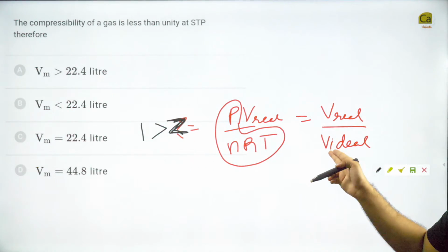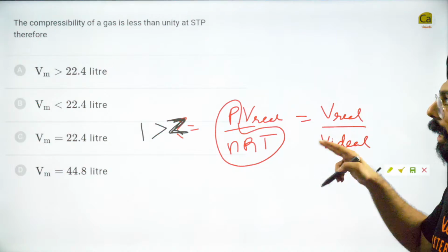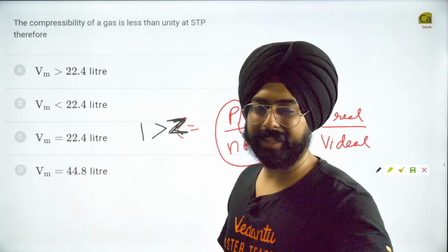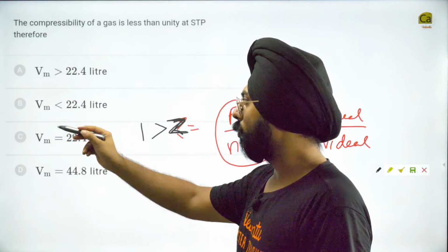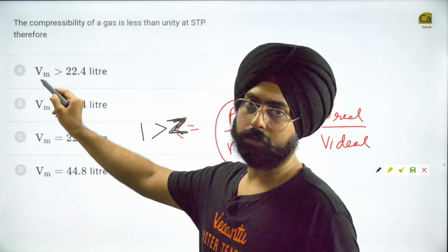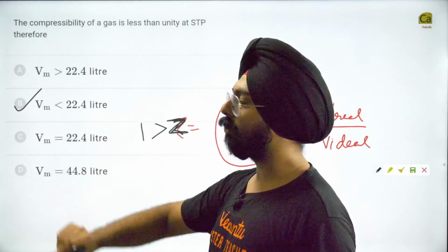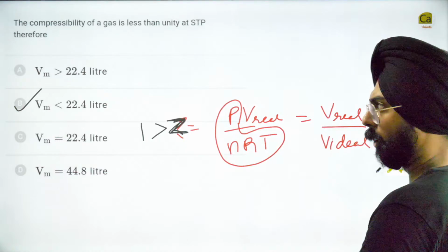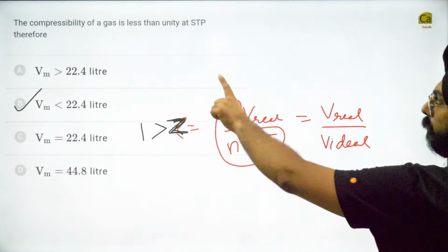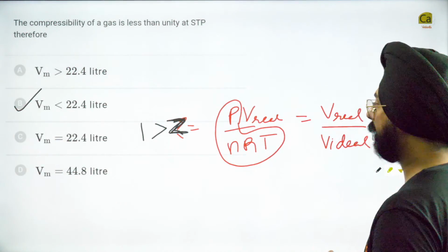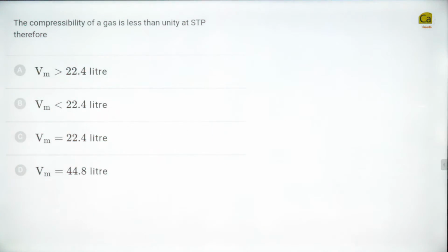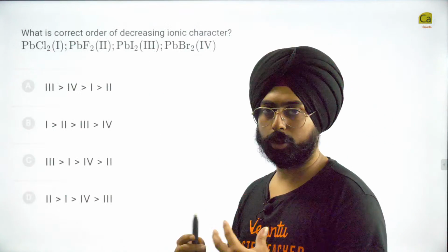then V real is less than V ideal. Ideal volume is 22.4 liters at standard temperature and pressure. So V real for 1 mole is less than 22.4 liters. As simple as that. Quite a simple question. Compressibility factor, the definition is V real upon V ideal. Real volume upon ideal volume.